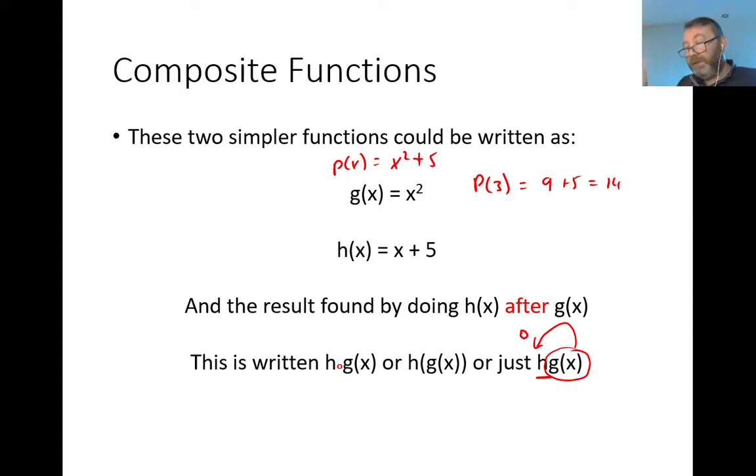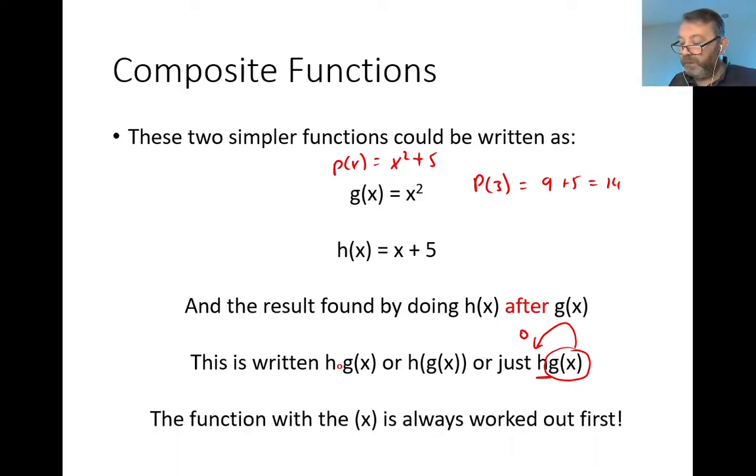Now, the examples will make this a little bit clearer as we go along. The function that contains the bracketed x is the one that's always worked out first. If you go back up here, look, h after g of x. G has the bracketed x. That's worked out first, and then the answer to that is fed into the function h. So let's do this up here. Taking 3, and we're going to do what? H after g. So we put 3 in here first to get 9. Then we take the 9 down here, and we add on 5 in order to get 14. So that's the essence of composite functions.